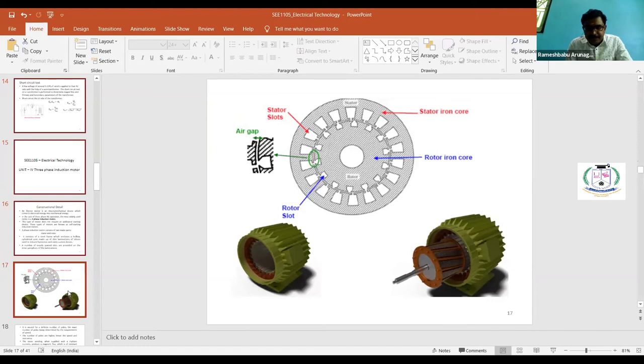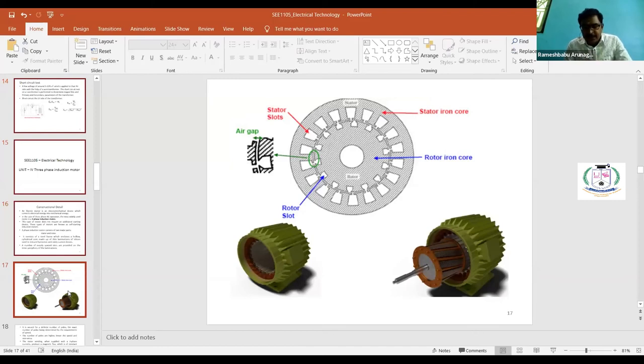See here, there will be a stator iron core, right? And then stator slots are there. In the stator slots only we are keeping the conductor. Then there will be an air gap between the stator and rotor. Rotor slots are there. In the rotor slots we are keeping the rotor conductor, and then the inner circle is nothing but the shaft of the machine.